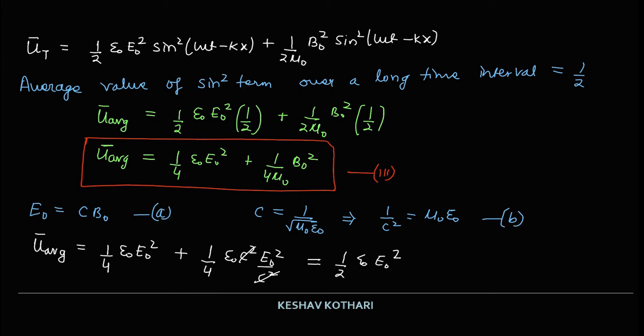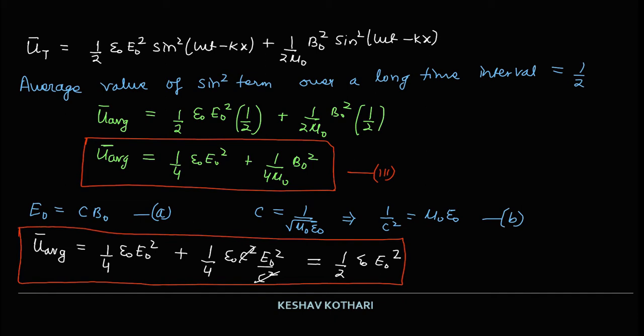So the entire equation is converted in terms of electric field variation, and similarly this one we are calling equation number 4. Similarly, we can convert this expression in terms of magnetic field. In terms of magnetic field it will come out as 1 by 4 mu naught B naught square plus 1 by 4 mu naught B naught square, that is equal to 1 by 2 mu naught B naught square. This one we are terming as equation number 5.